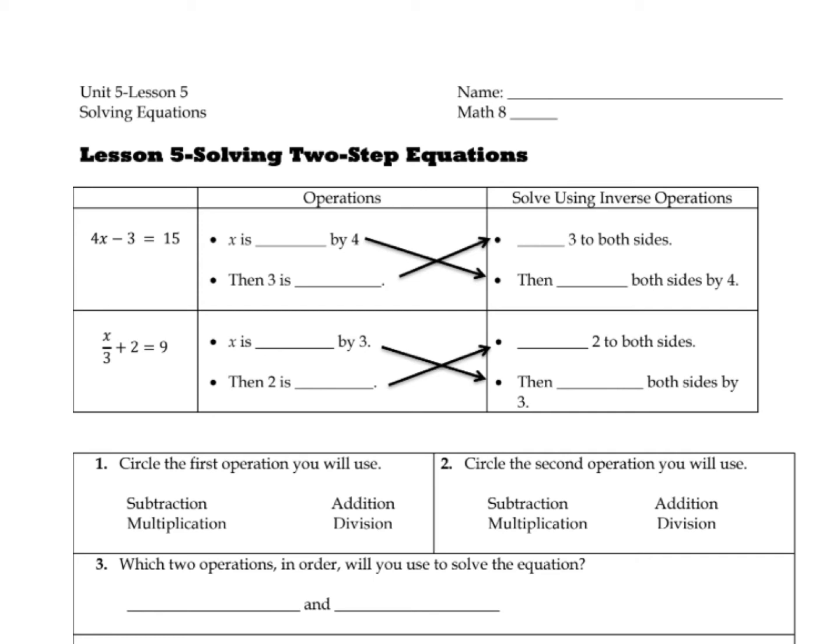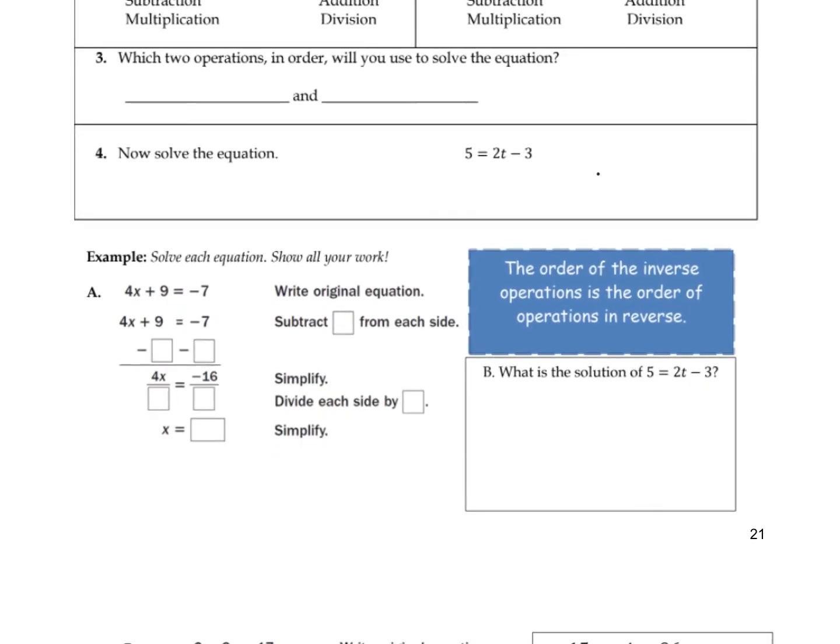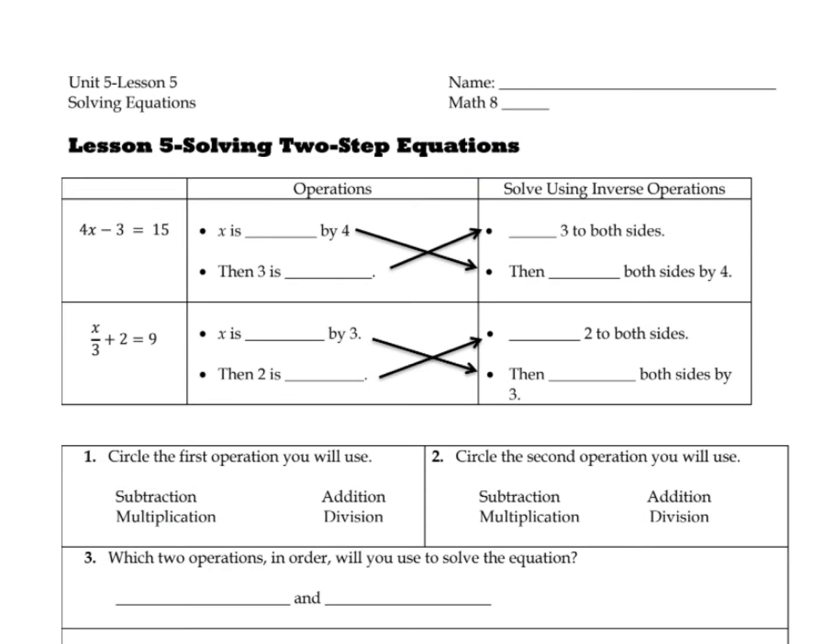Today we're going to look at solving two-step equations. So this is Unit 5, Lesson 5 in your packet, and it's page 21. So first we have 4x minus 3 equals 15.